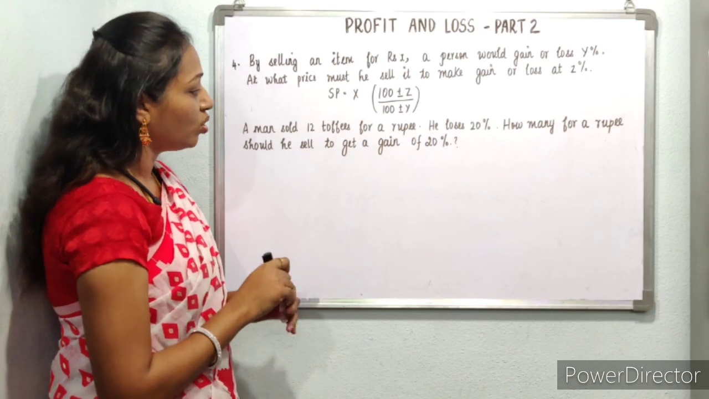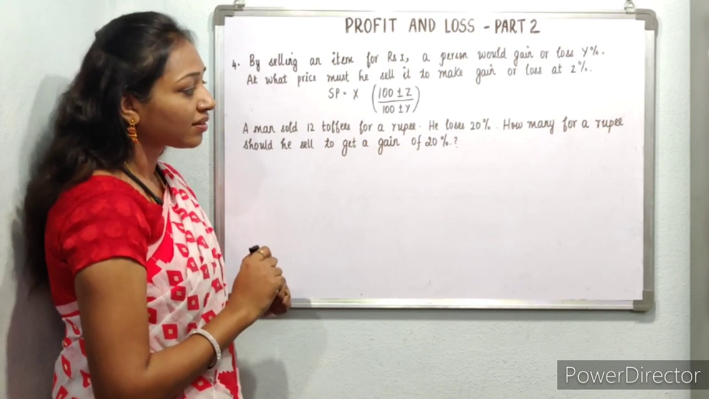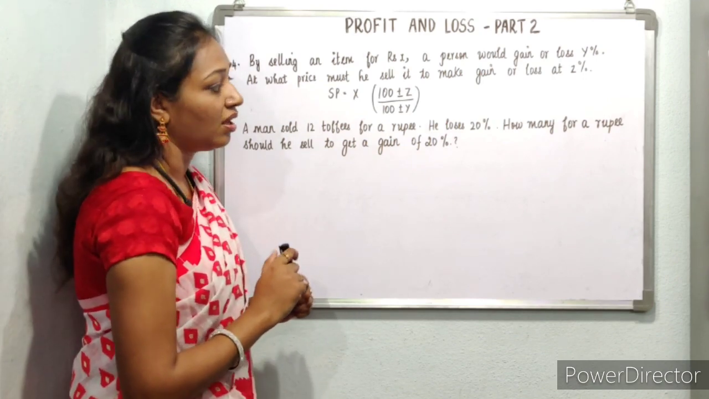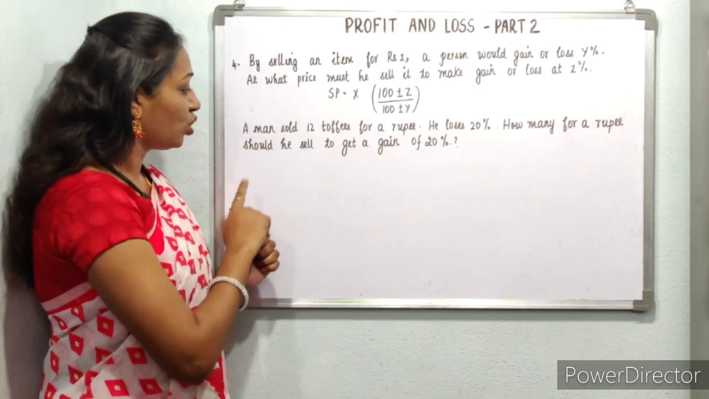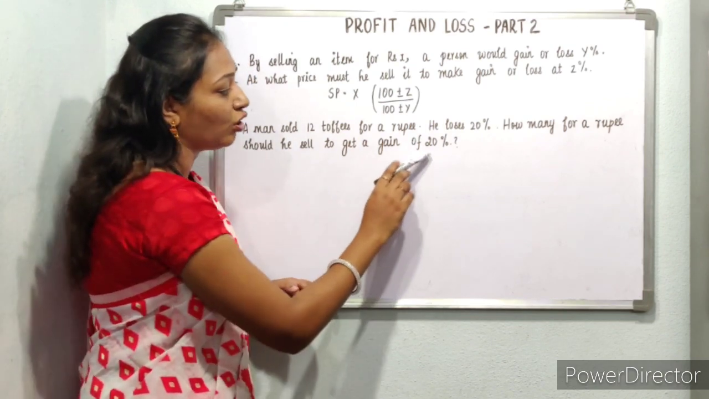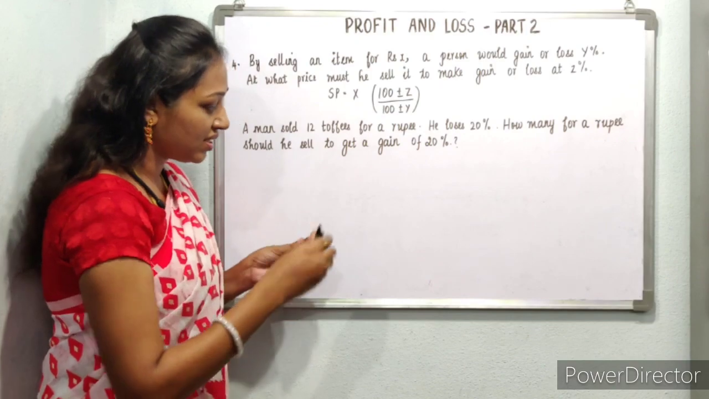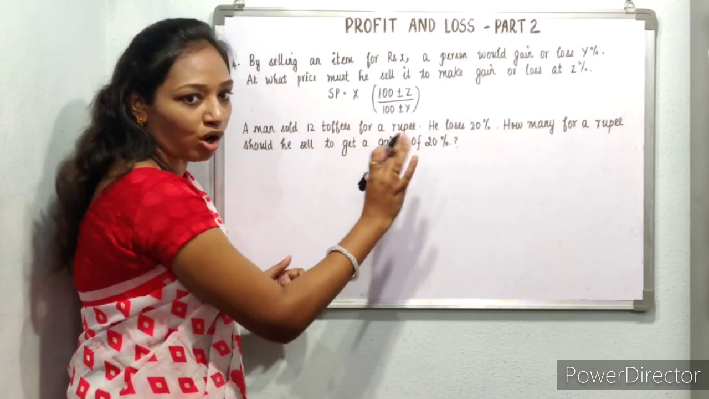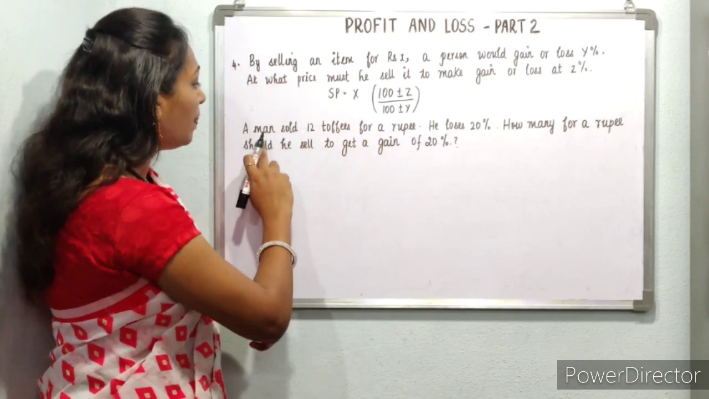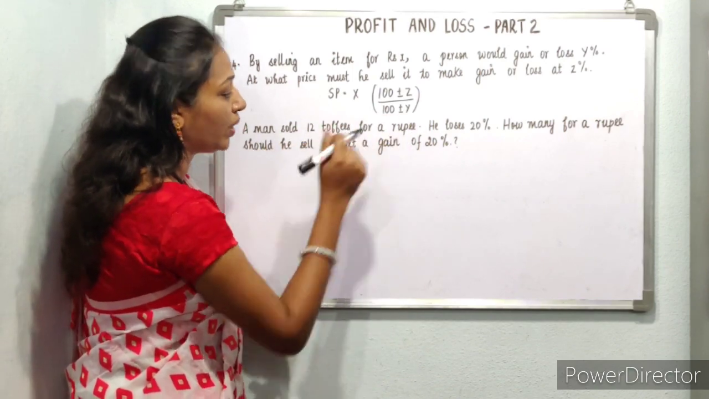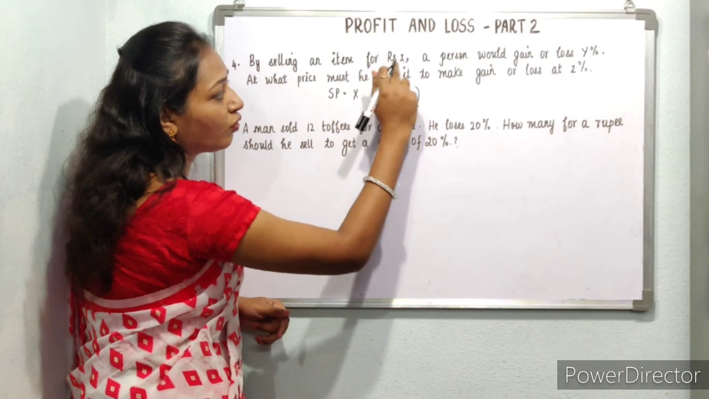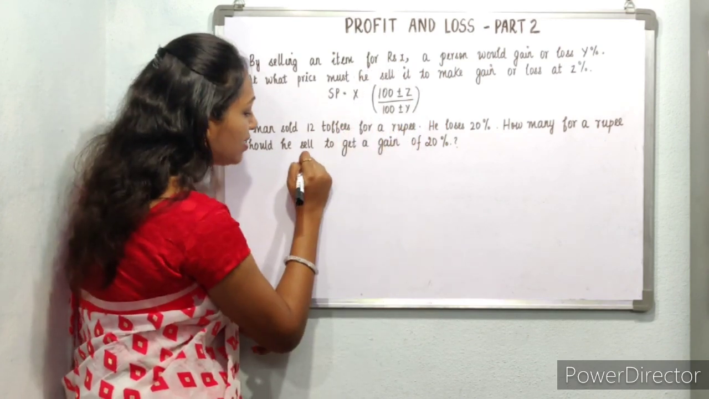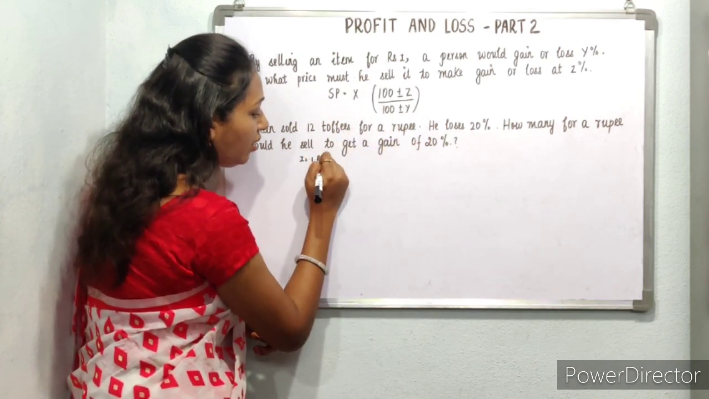A person sold 12 toffees for a rupee. He loses 20%. How many for a rupee should he sell to get a gain of 20%? Now listen here, they have not asked you for the selling price. There is a small change. Now listen, a person sold 12 toffees for a rupee. So what is the value of X? So for X rupees, the value of X equals 1 rupee.